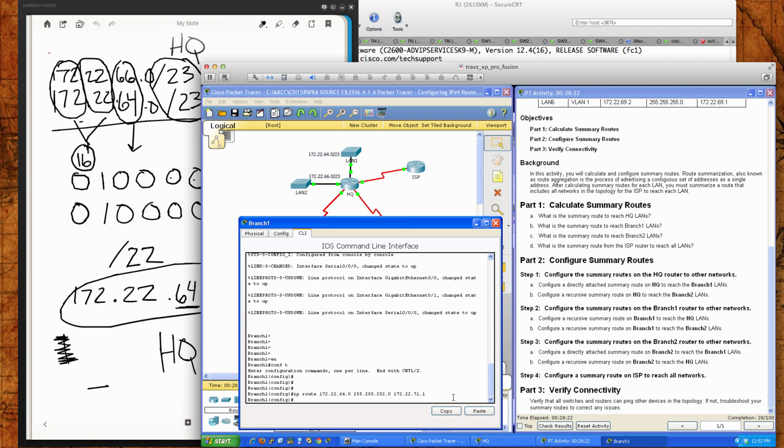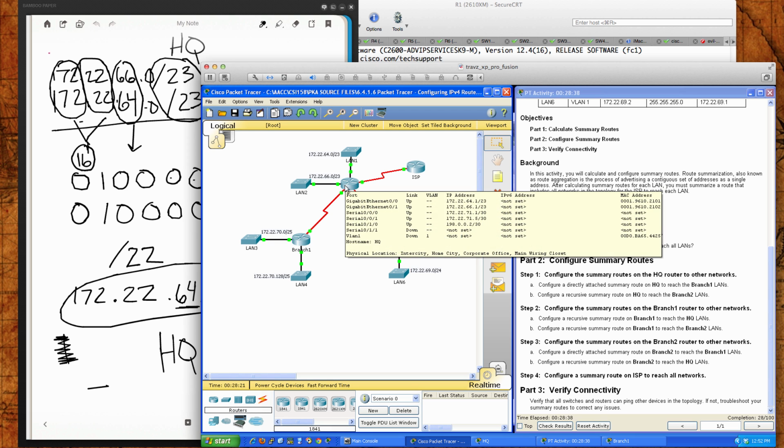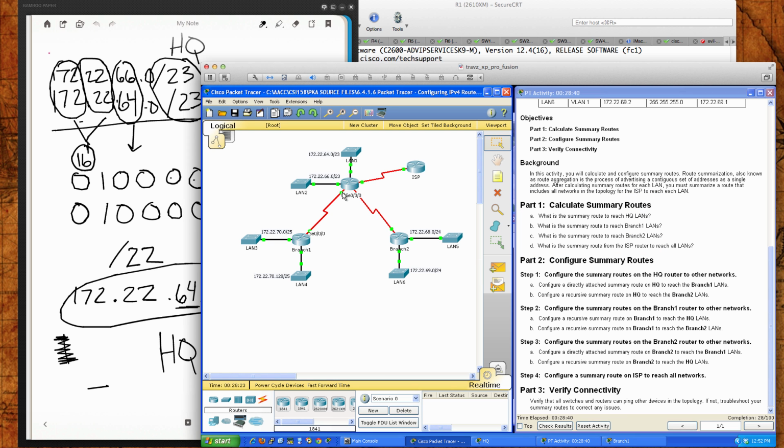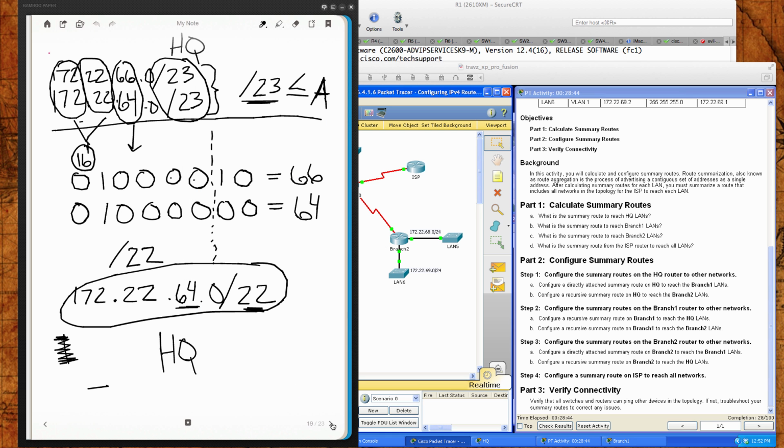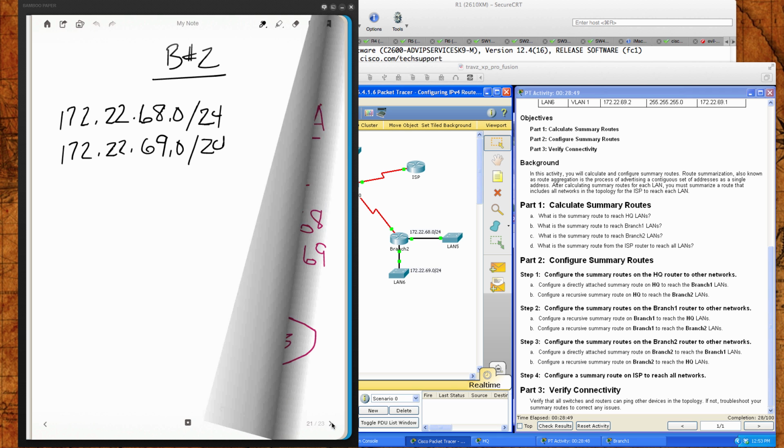All right, now configure a recursive summary route on branch 1 to reach the branch 2 LANs. Now this is going to look very similar to the statement we just had. We're going to have the same next hop because branch 1 and branch 2 are not directly connected. So that traffic is going to have to come up here to this interface again, the serial 000, to get down to branch 2. So let's go ahead and jump over to branch 2. There's branch 1 and then branch 2.